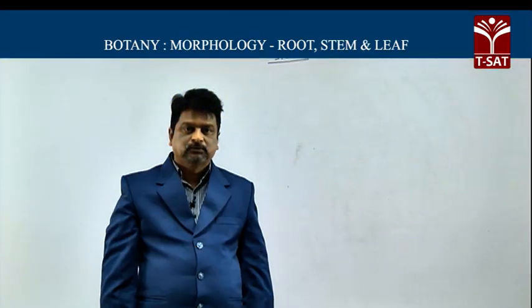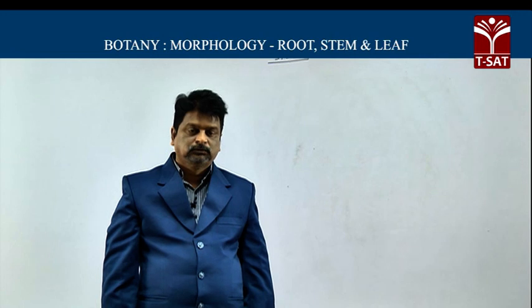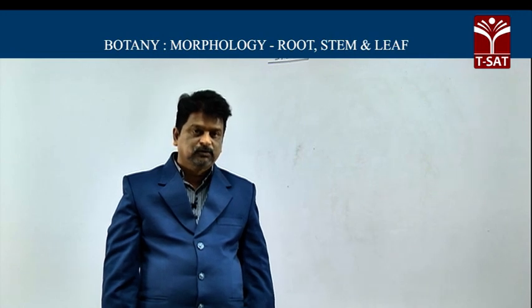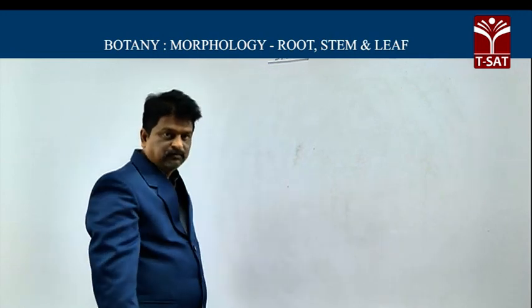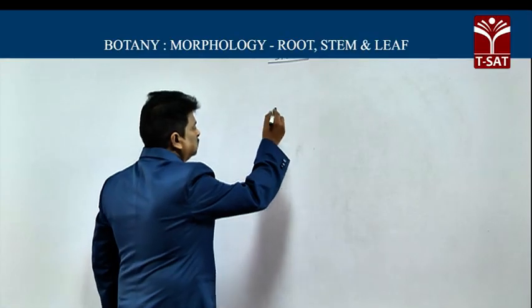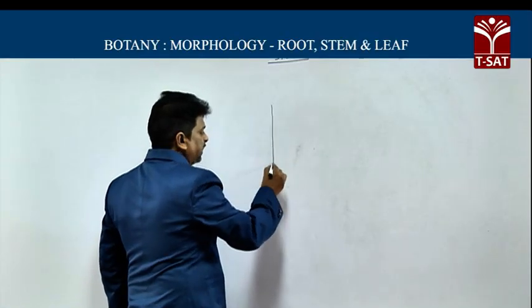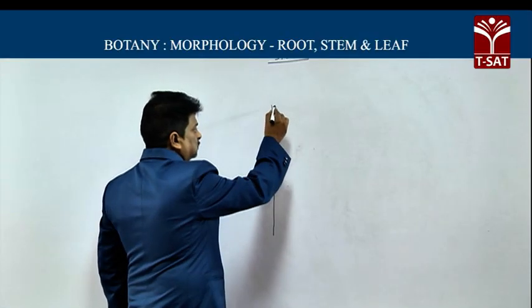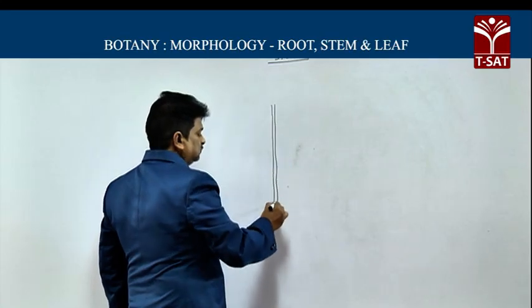Next topic, stem. The shoot system is developed from the plumule, and the shoot system contains an axis. This axis is called the stem.